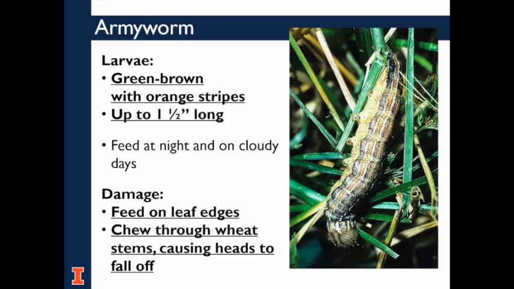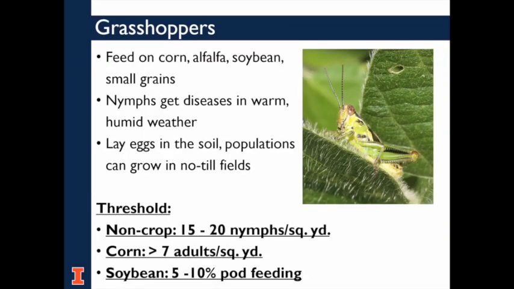While armyworms can cause significant injury, populations are usually controlled naturally by tachinid flies. Our last insects are the grasshoppers.